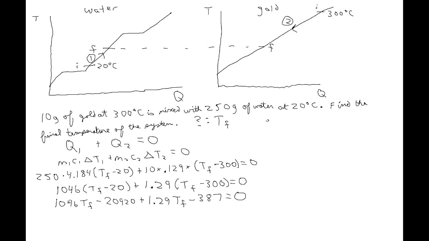Now we need to collect terms. 1046 TF plus 1.29 TF is 1047.29 TF. And then negative 20,920 minus 387 is negative 21,307. Now we add 21,307 to both sides, and that gives us 1047.29 TF equals 21,307. Then we divide both sides by 1047.29.